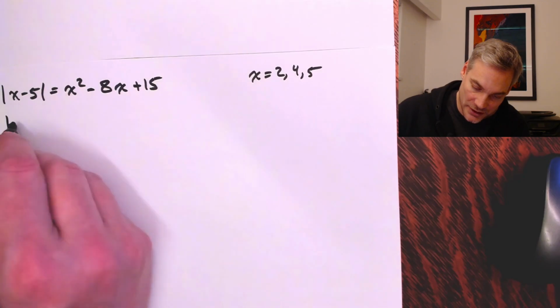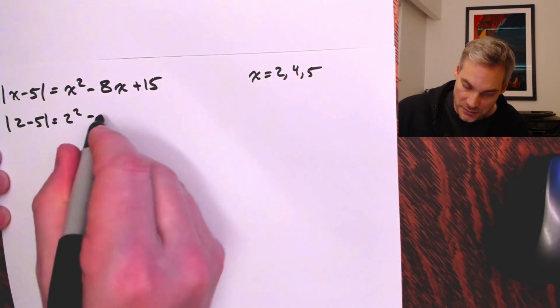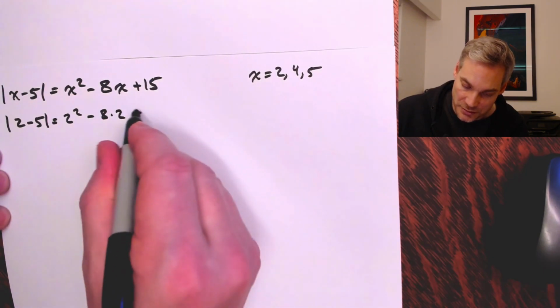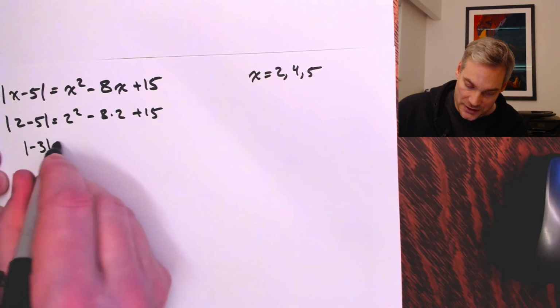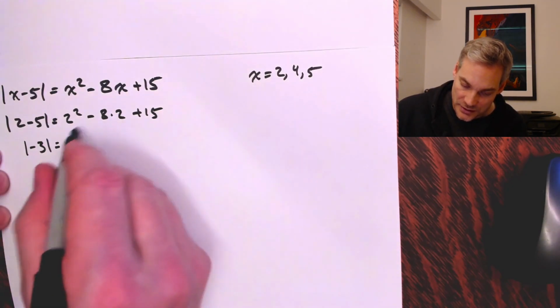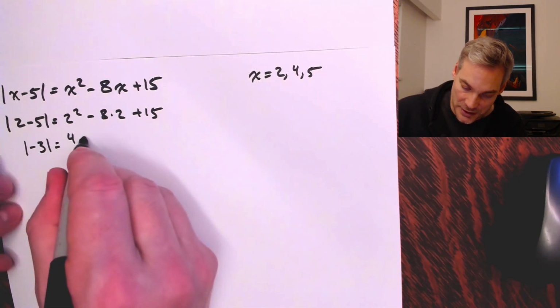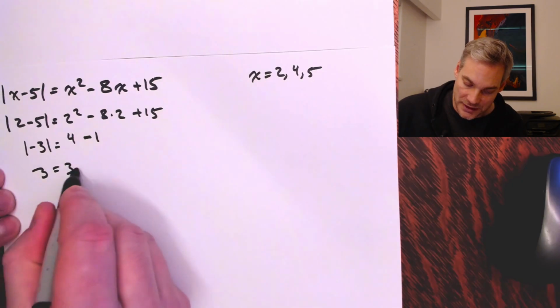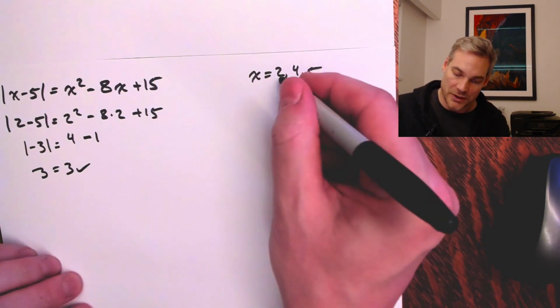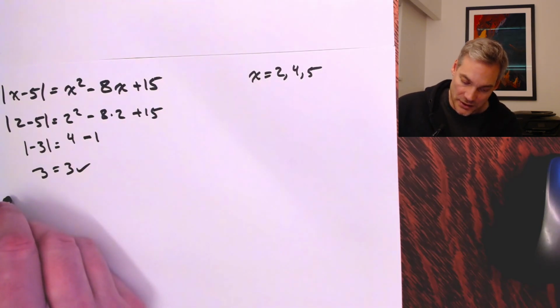I have the absolute value of 2 − 5 equals 2² − 8 times 2 + 15. This is just the absolute value of −3, and that's 4, and that's −16 plus 15, so that's going to be −1. So that's 3 equals 3. That one works. Okay, so we know x equals 2 works. Now we'll check the other ones.